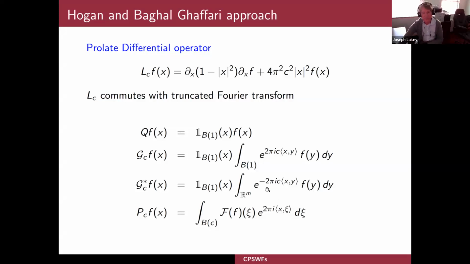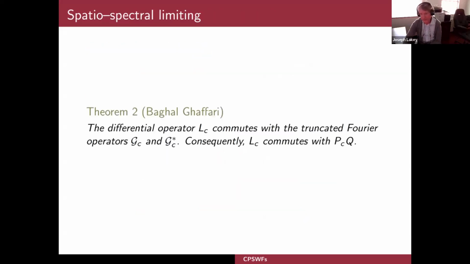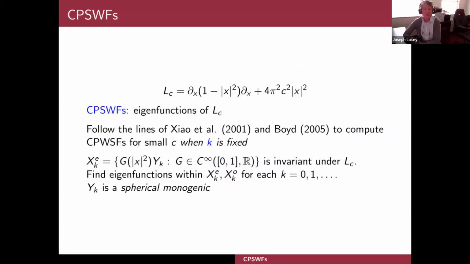And then multiplying, you get these analogs of the truncated Fourier transform, and you get these analogs of the time and band limiting operators in higher dimensions. And those operators commute with this thing that I'm calling the prolate differential operator. So that is a theorem in Hamed's dissertation: the higher dimensional prolate differential operator that acts on Clifford algebra valued functions commutes with the spatiospectral limiting operator. And eigenfunctions of the spatiospectral limiting operator will be referred to as CPSWFs, or Clifford prolate spheroidal wave functions.